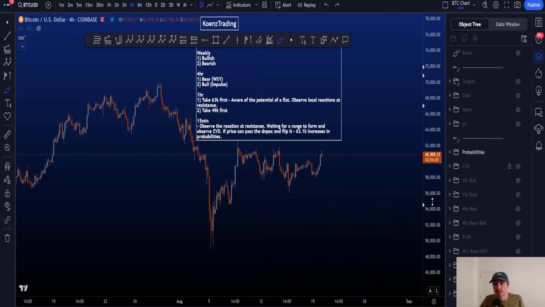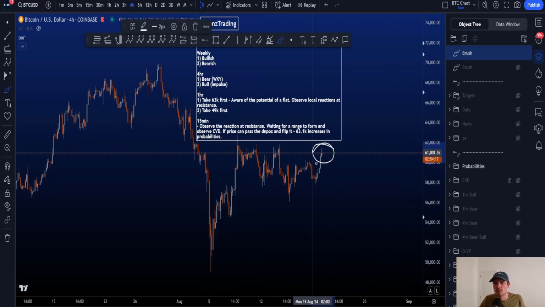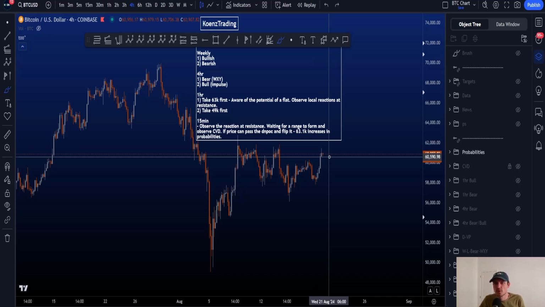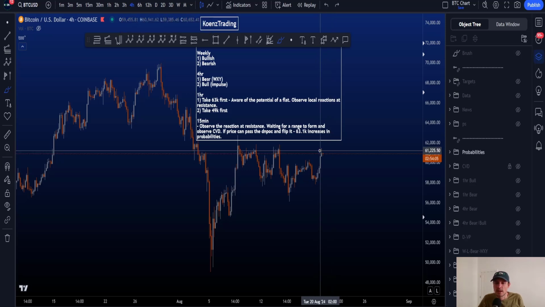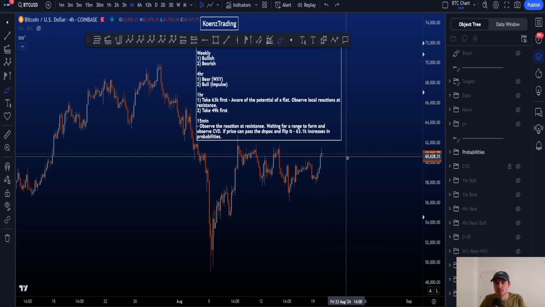And on the 15-minute time frame, just very locally over here, right? Observe the reaction at resistance, the daily naked point of control, wait for a range to form, observe the CVD, something I always like to do. And if price can pass the current daily naked point of control here and flip it, the probabilities increase to move to the next one, which is at 63.1k.